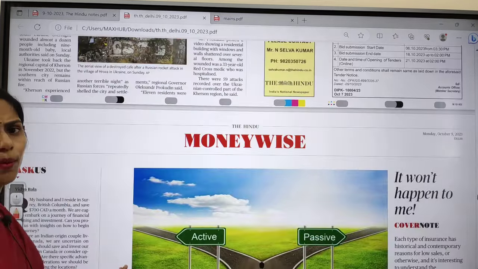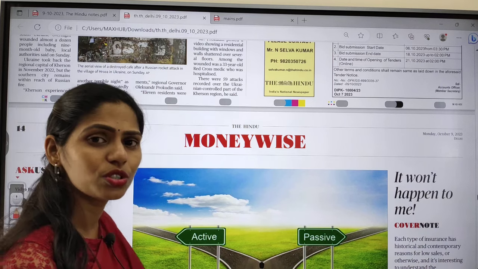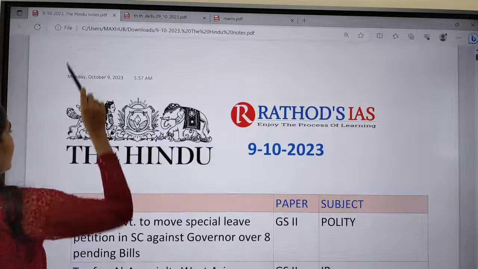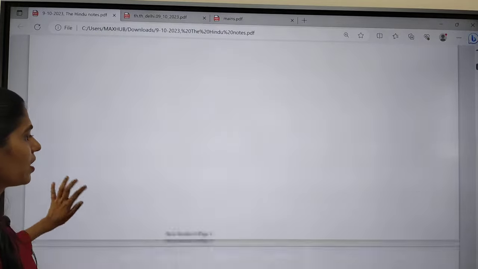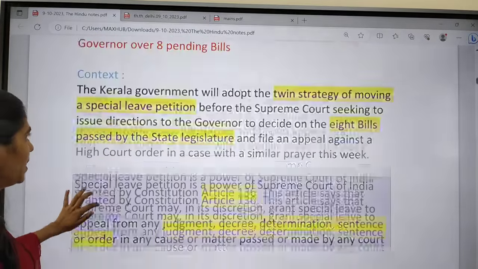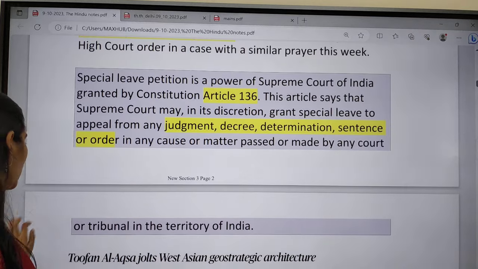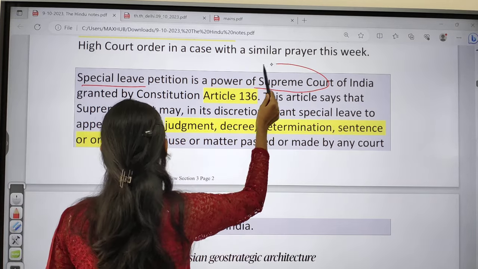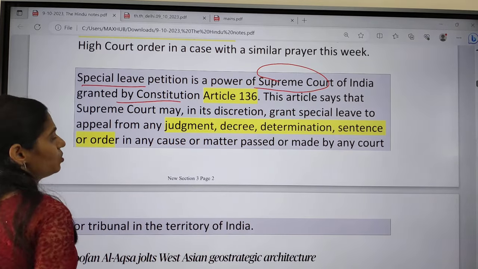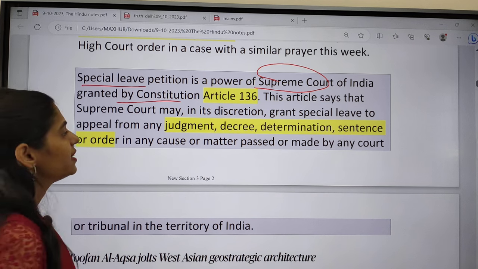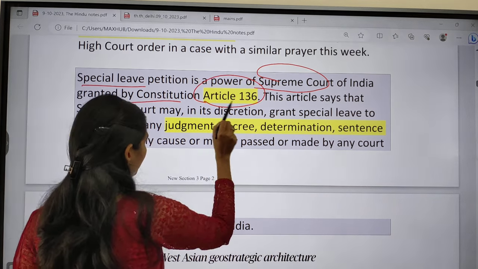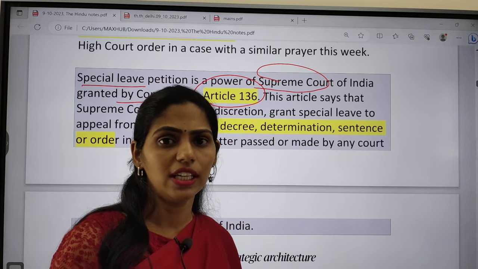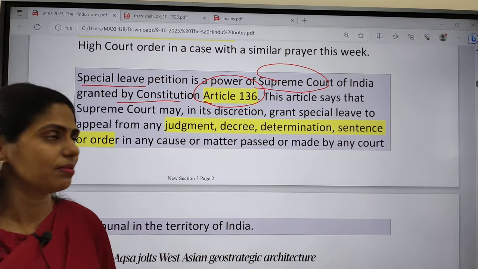So these are the very important articles that appeared in today's Hindu newspaper. And now let us try to see the detailed analysis. So we are going to see the notes. First one is the special leave petition, right? So what is a special leave petition? A special leave petition is a power of the Supreme Court granted by our Constitution. Under which article? It is Article 136. So Article 136 talks about this special leave petition that you have to remember.